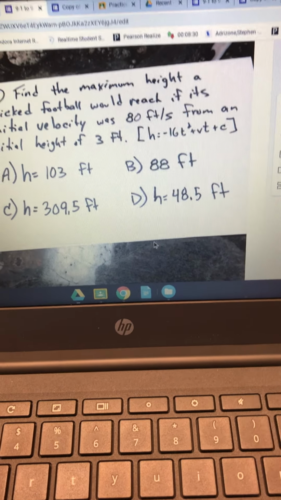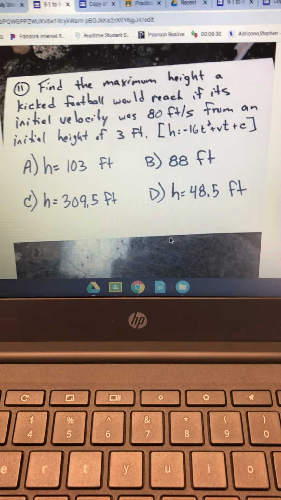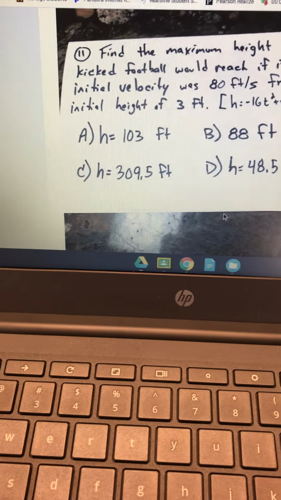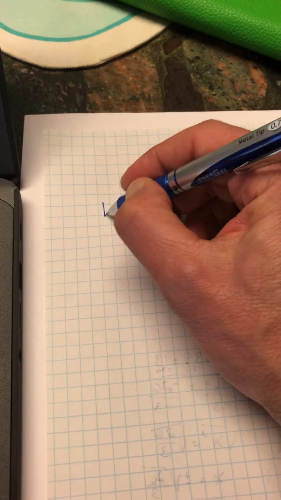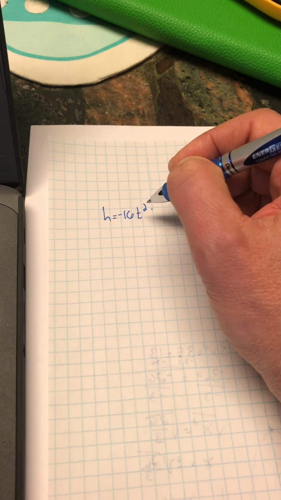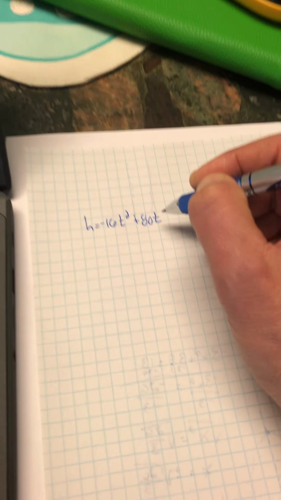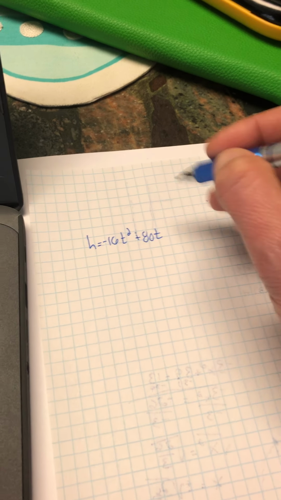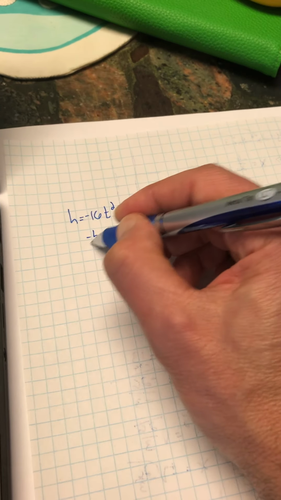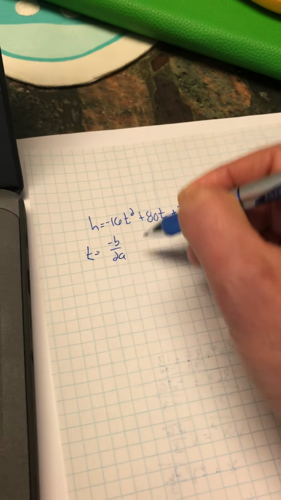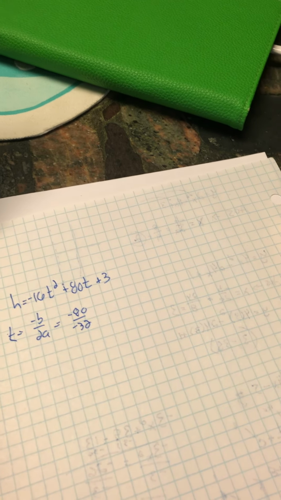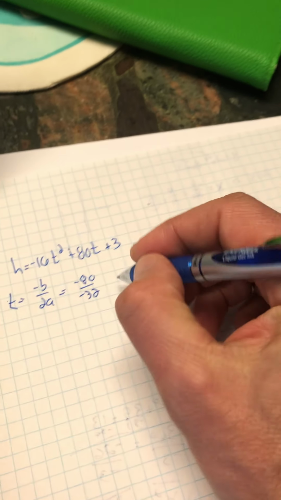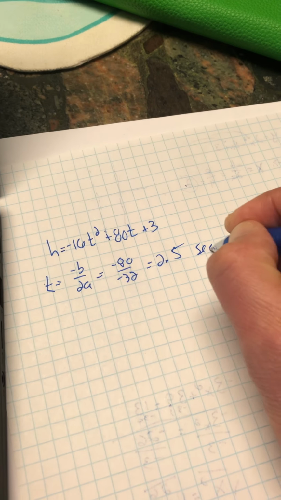Now we switched the problem, and we want to find the max height if the ball is kicked. It gives us the initial velocity and initial height, so we have to find x first: the opposite of b over 2a. Let's write our formula. h equals negative 16t squared plus 80t plus 3, because this had an initial upward velocity of 80 from an initial height of 3. Now I do the opposite of b over 2a, the time it takes to get to the max height: negative 80 over negative 32. On my calculator, 80 divided by 32 is positive 2.5.